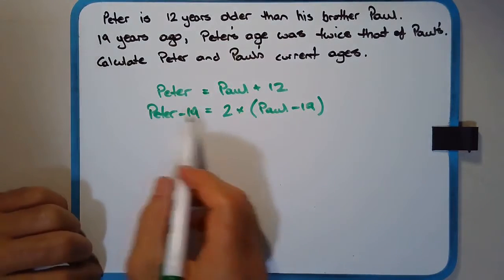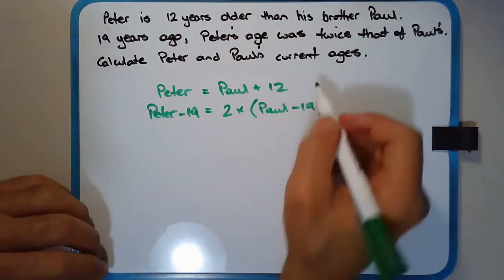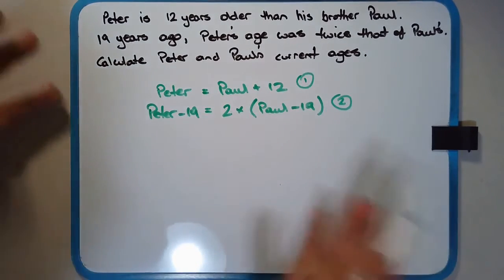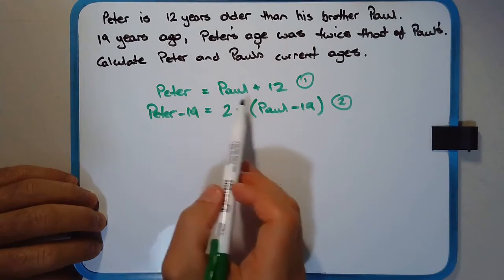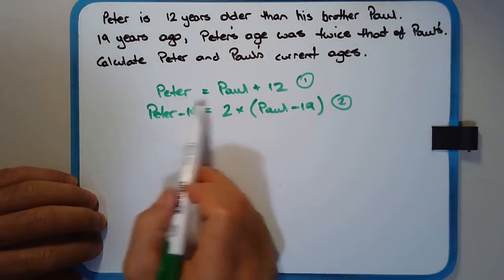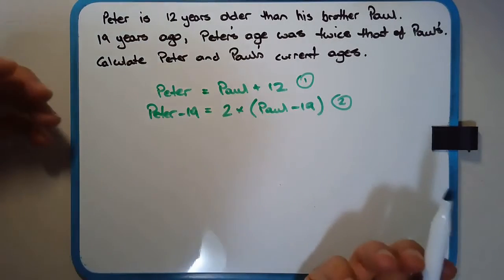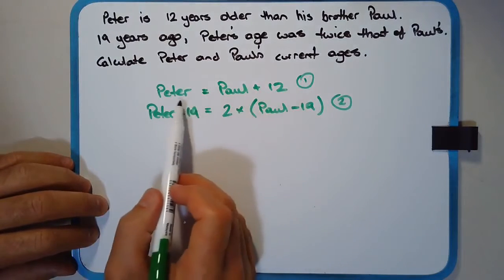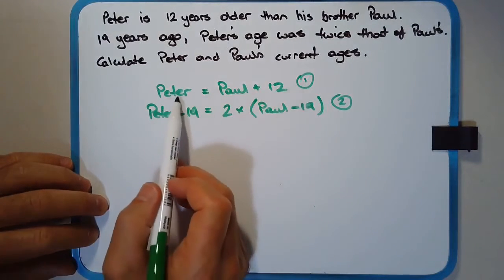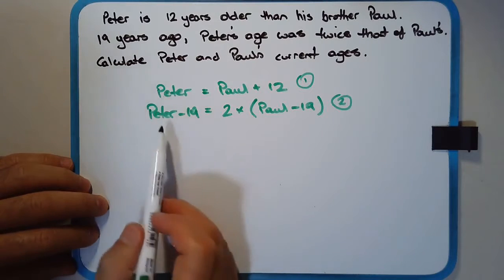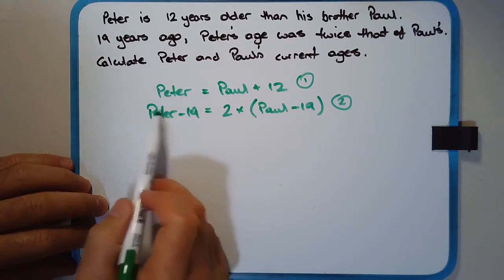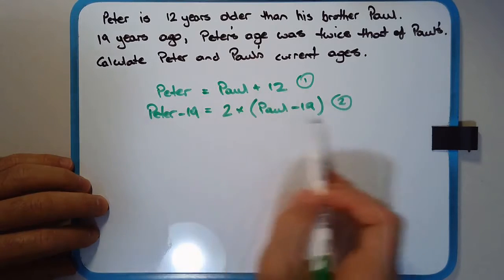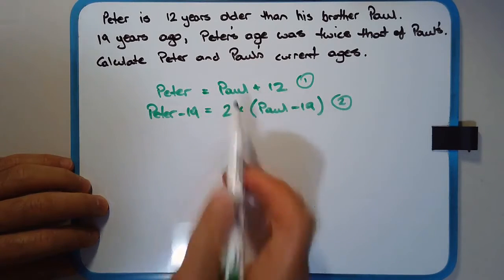Now we have something called a simultaneous equation. So there's 2 equations, equation 1 and equation 2, and we somehow have to merge the 2 together. In fact, if I can work out what one of their ages is, I can obviously work out the other. So from equation 1, we've got Peter as the subject of the formula. So in equation 2, when I see the word Peter, I could replace that with Paul plus 12. And therefore I have an equation just in terms of Paul.